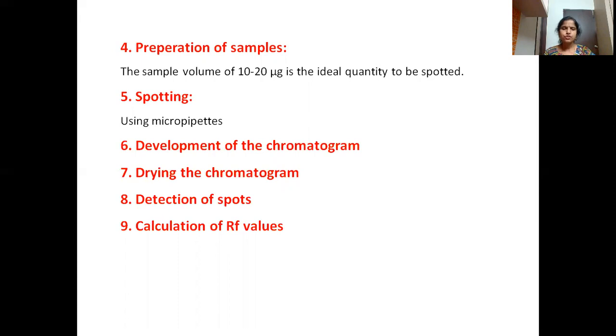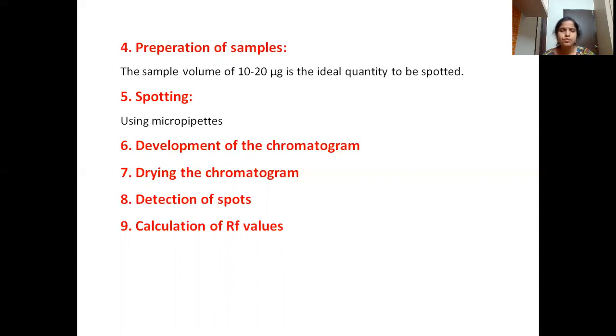In the detection of the spots, similar to TLC, if the compounds are colored, they can be detected by the naked eye. If the components are not colored, that is, if they are colorless, we have to detect the spots under UV light or in an iodine chamber. The same process we follow here also to detect the spots.